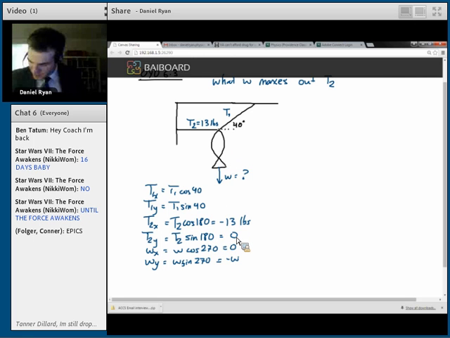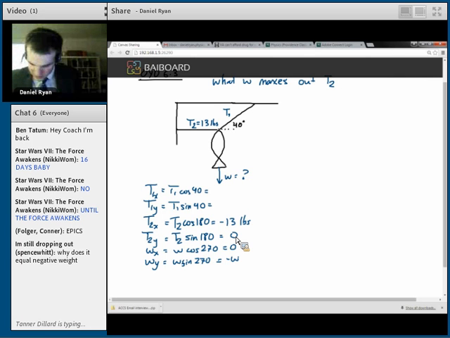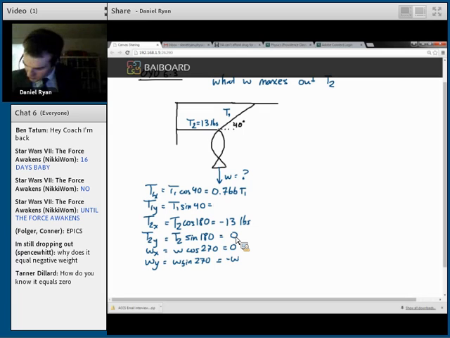A little more work I need to do here. Can do some math. The cosine of 40 is 0.766 T1. The sine of 40 is 0.643 T1.